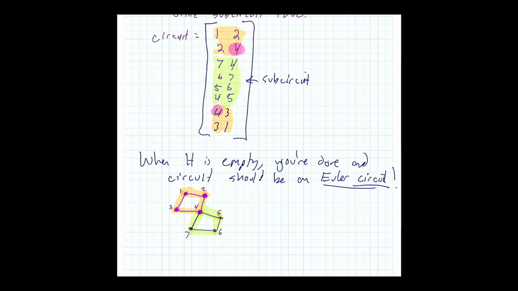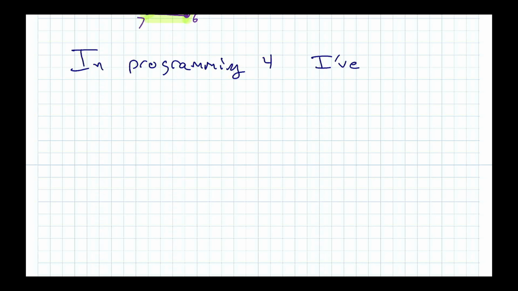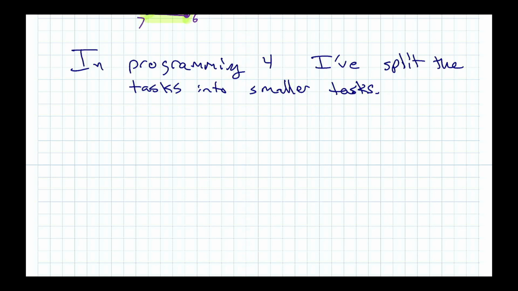So if I actually look at programming 4, what you'll see is I ask you to do the following, right? So in programming 4, I've split the harder, the more challenging stuff to write into individual functions, into smaller tasks. So what are those smaller tasks?